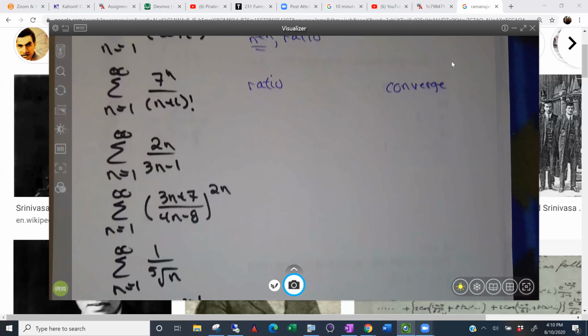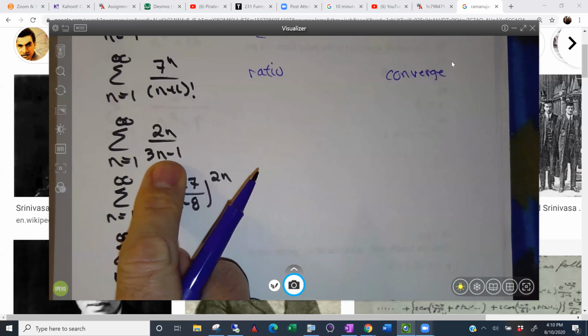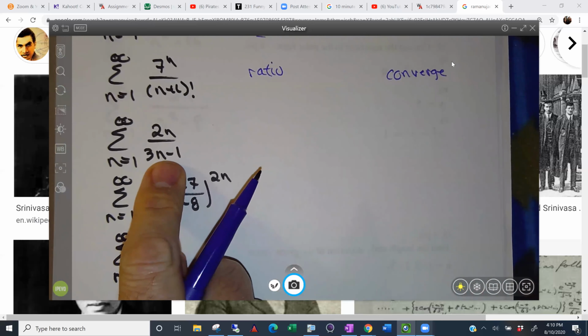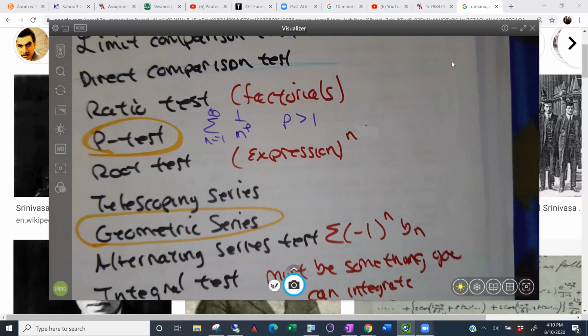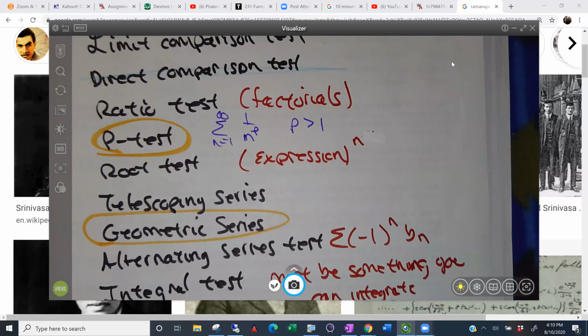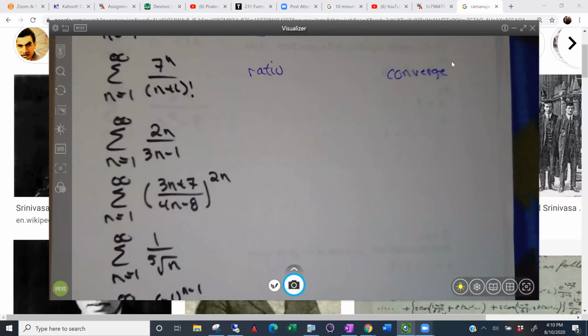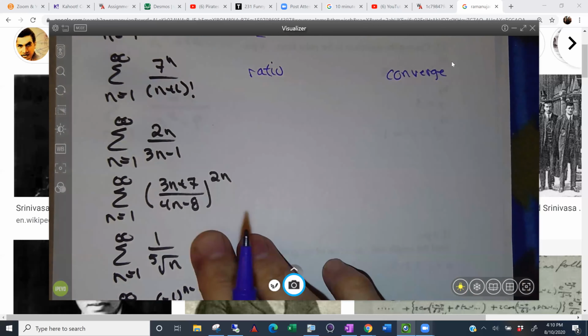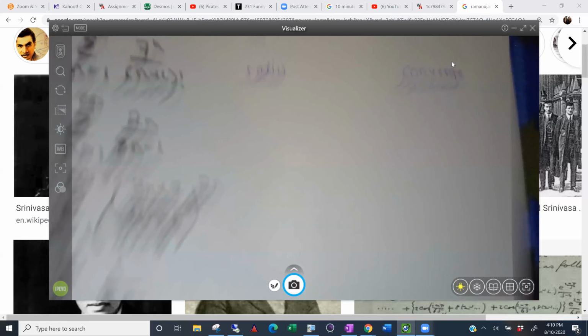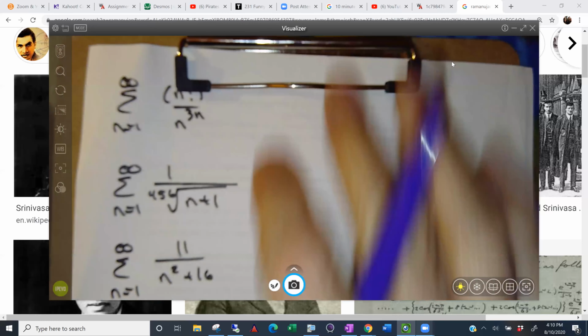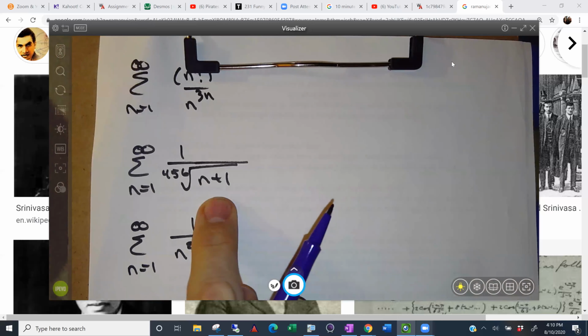Can I ask a question about P series? Yeah. What if it's like the same form you just showed, but there's something added in the denominator? We couldn't use it, right? Correct. So for instance, like this one right here. The 456th root of n plus 1.